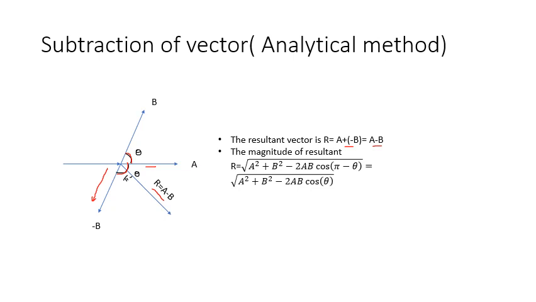Then what is the magnitude of this vector? R equal to square root of A squared plus B squared plus 2AB cos of pi minus theta. The remaining angle is pi minus theta, isn't it? Then what is cos of pi minus theta? Yes, it is minus cos theta. So R equal to square root of A squared plus B squared minus 2AB cos theta, where theta is the angle between vector A and vector B.